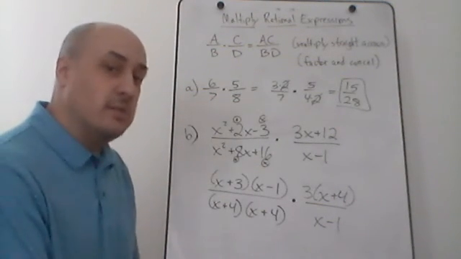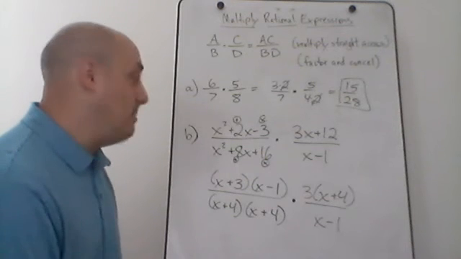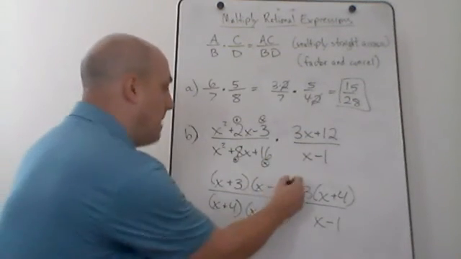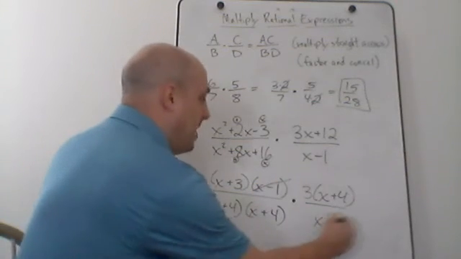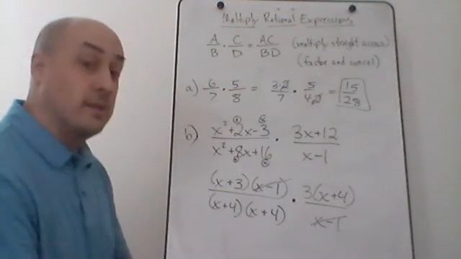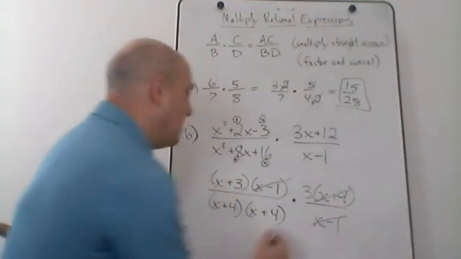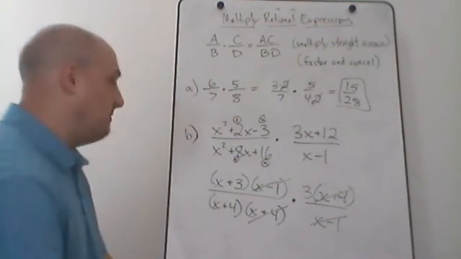And now what I look for is, well, what can I cancel out? What common factors do I have in my numerators and denominators? Well, I have an x minus 1 in this numerator, and I have an x minus 1 in that denominator, so those are going to cancel out. I have the x plus 4 up here. That's going to cancel out one of these x plus 4s down here.